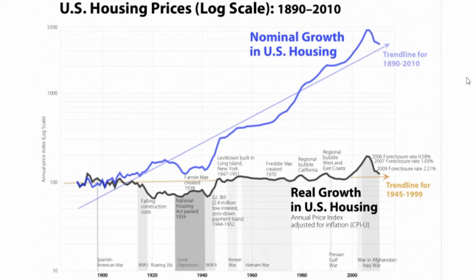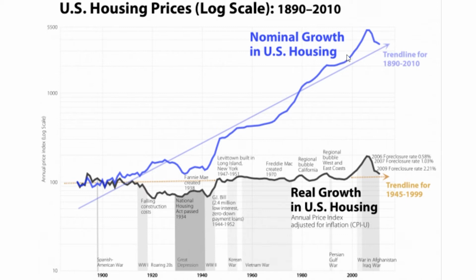Well, let's take a look at a couple of asset classes. The first one I want to talk about is US housing prices, and these are national housing prices, by the way, from 1890 to 2010, a 120-year period. As you can see, the nominal growth in US housing is this blue line trending higher. So $100 put in here on this scale over that 120-year period grew to about $5,500 here.